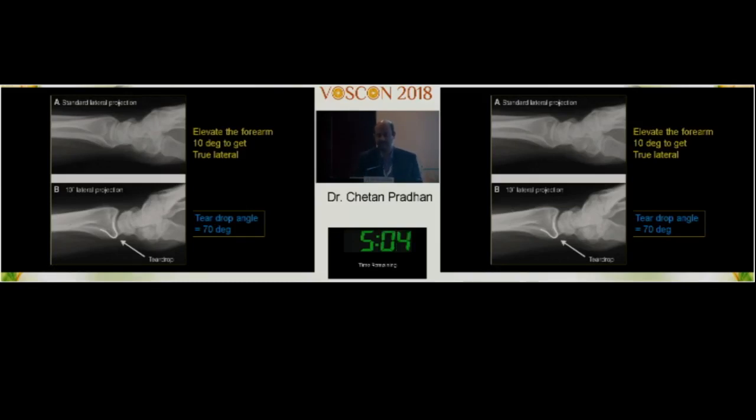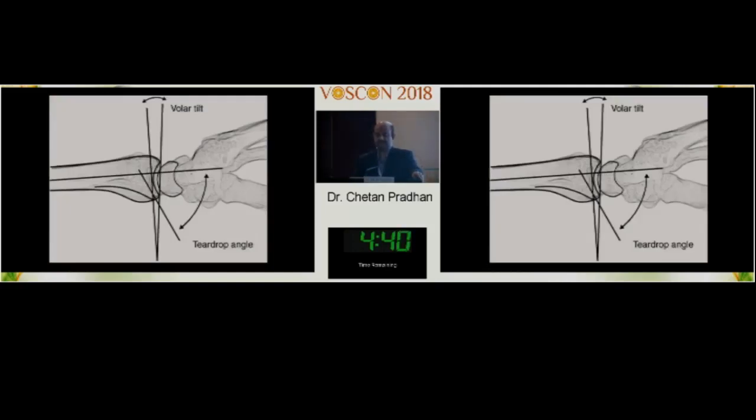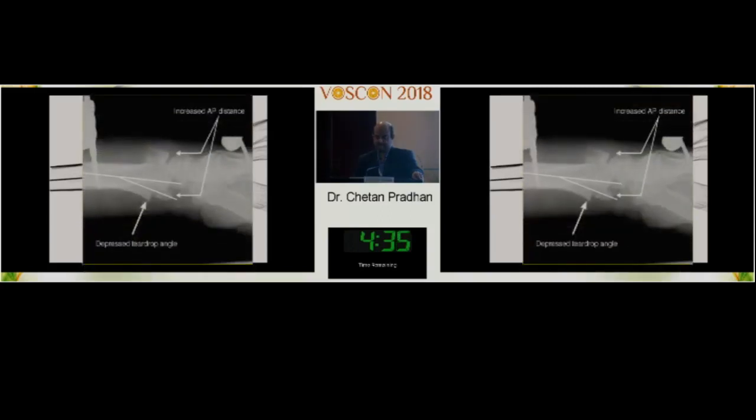One is the collinearity of the articular surface of the lunate with the distal radius. So this has to be parallel to this. The teardrop should be nicely seen and it should form an angle of 70 degrees with the long axis of the radius. And the long axis of the radius should ideally bisect the lunate. So this is how it forms an axis of 70 degrees. This teardrop angle is changed when you have either a dorsal or volar angulation of the fracture.